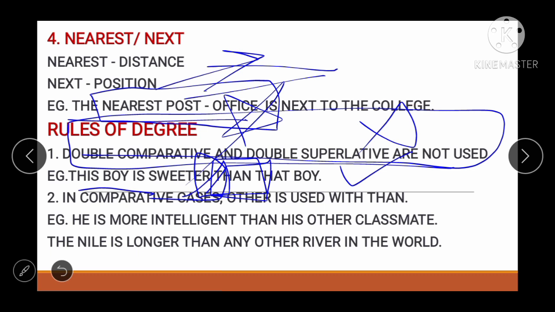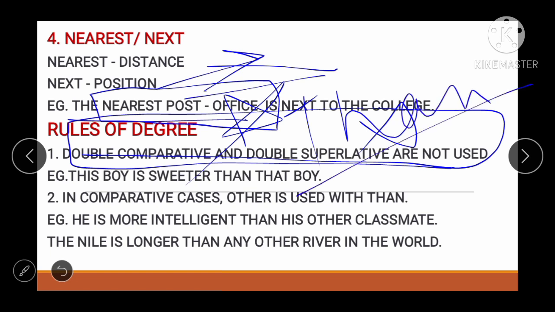In comparative cases, other is used with than. Wherever we compare, there then will come mostly. Okay, see, he is more intelligent than his other classmate. Then it's a comparative degree. Next one, the Nile is a river, right. The Nile is longer than any other river in the world. See friend, we are comparing, that's why we will use than.